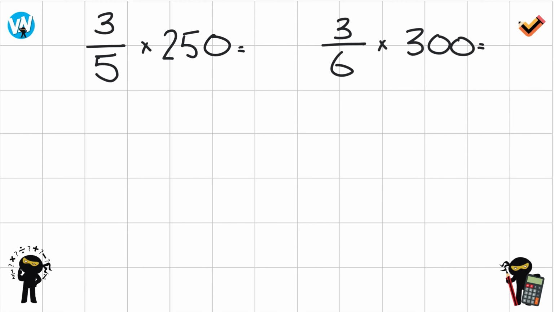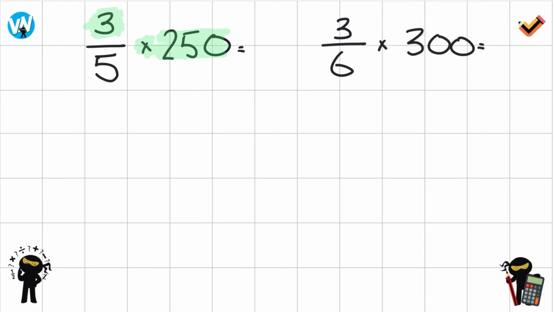So again, if we go straight into this problem, we see the multiplication of a fraction, so we know that we're multiplying the numerator by the whole number. Very simply, we're going to do 3 times 250. If you can't work that out in your head, you may need to do a short multiplication to get that.